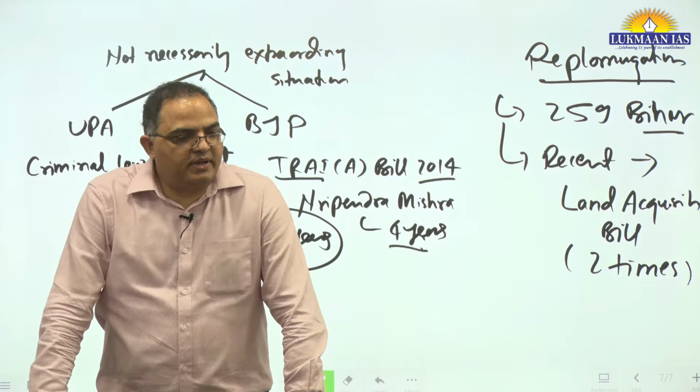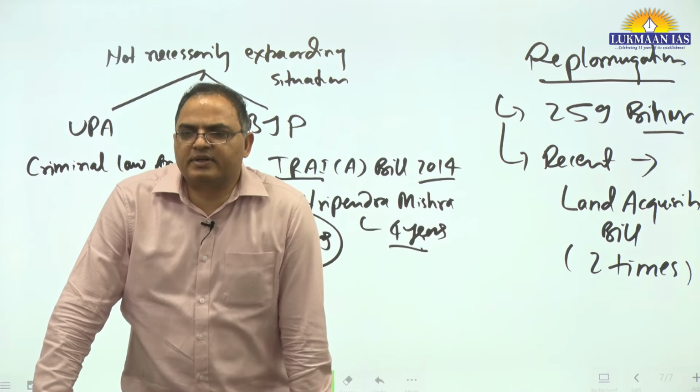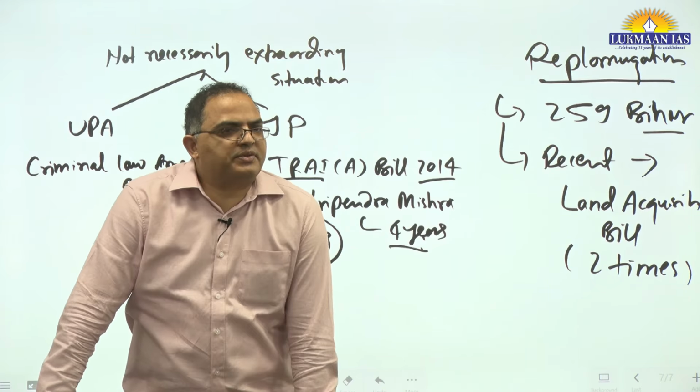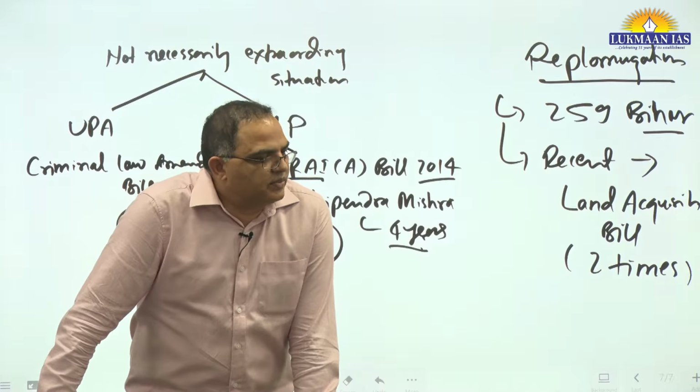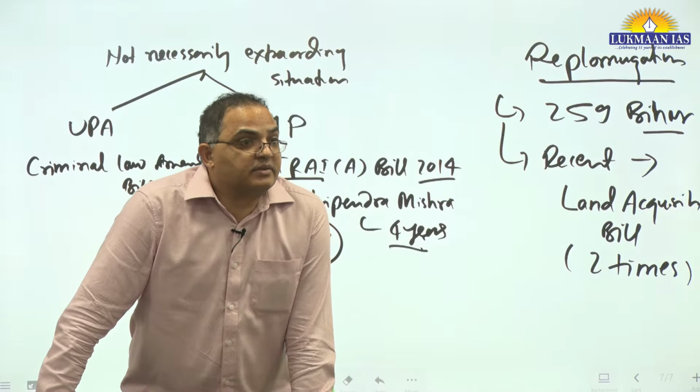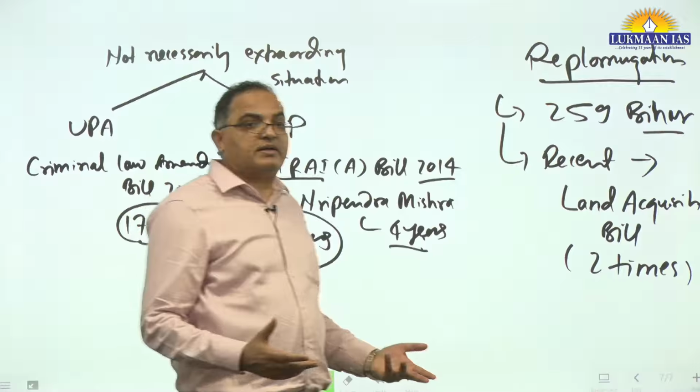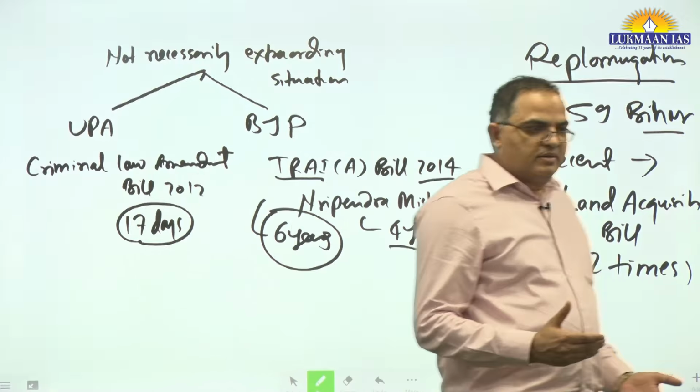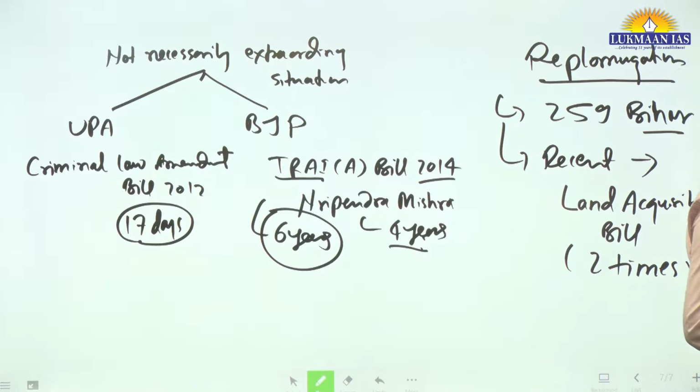Land acquisition bill, it has a long name, but let's just say land acquisition bill. The land acquisition bill was repromulgated 2 times. Imagine, the government has a complete majority. The present government repromulgated it 2 times to bypass Rajya Sabha, because in Rajya Sabha it lacks a majority, hence it could be rejected by Rajya Sabha.